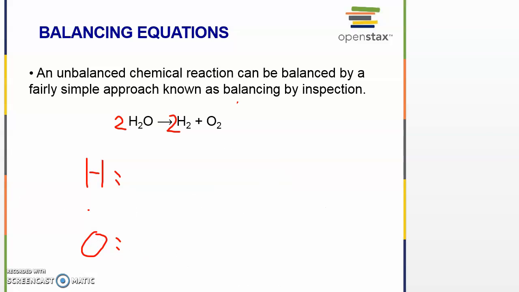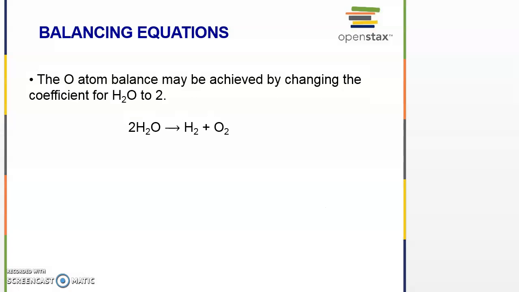For hydrogen, on the left side, now I have 4. On the right side, I have 2 times 2, I also have 4. For oxygen, on the left side, I have 2. And on the right side, I have 2. All right, so now I have equal numbers of atoms of each element on the reactant and the product sides. They are balanced. They are equal. Okay, so that's what we did.